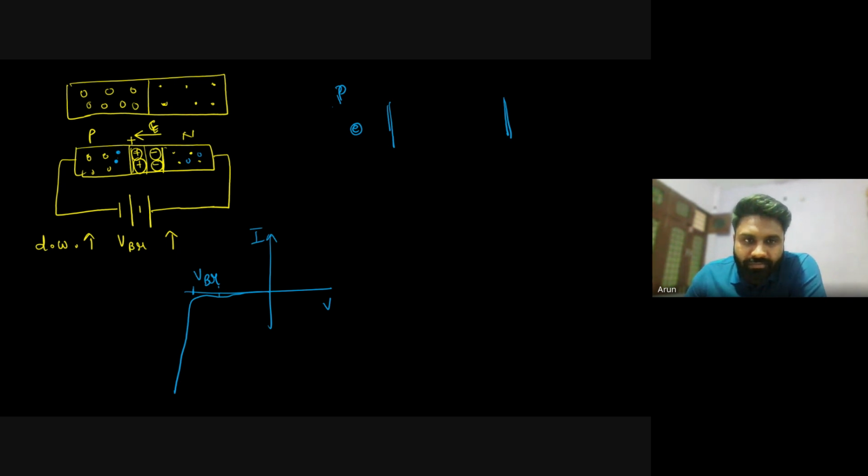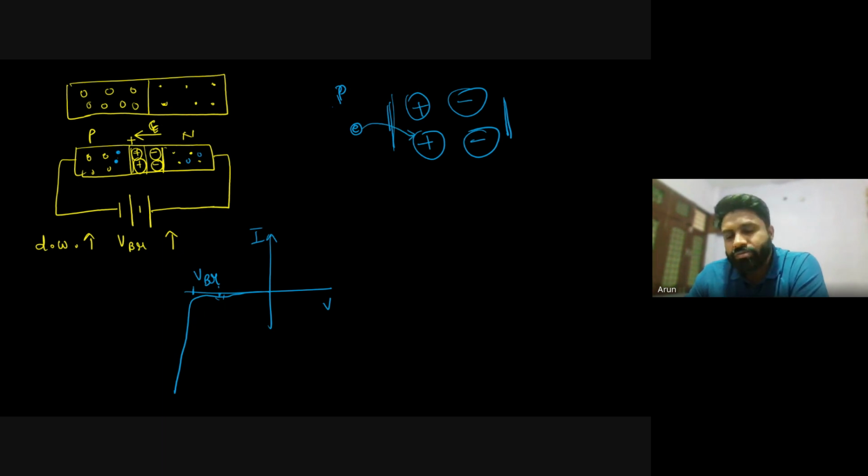Now a little bit of current is flowing due to these minority charge carriers, because these are heavy ions present in the depletion width. So this electron wants to come across this. A few electrons are able to go through this layer, because most of the electrons are colliding with these immobile charge ions. But what if I just increase it and reach VBR? What will happen?